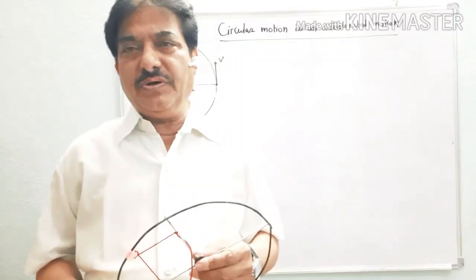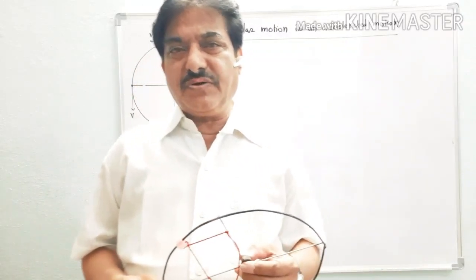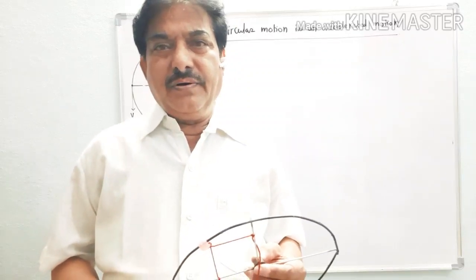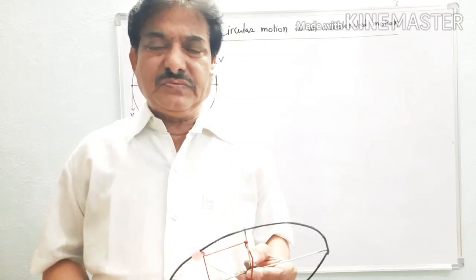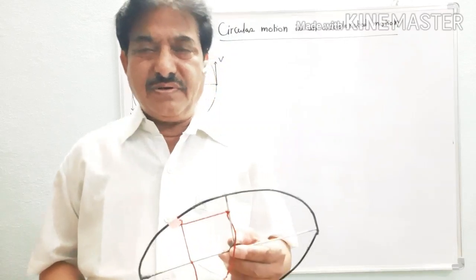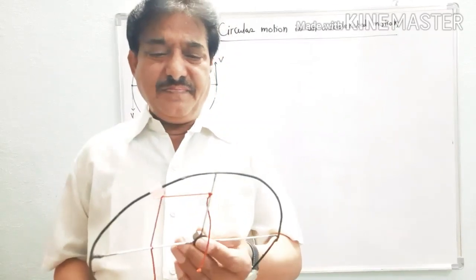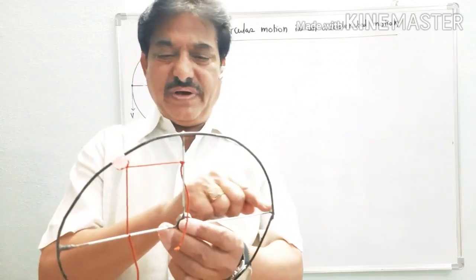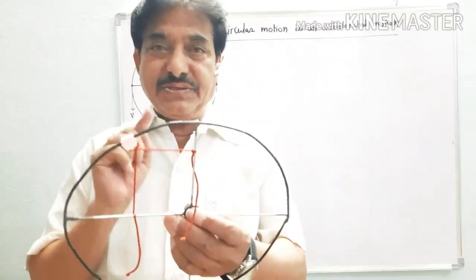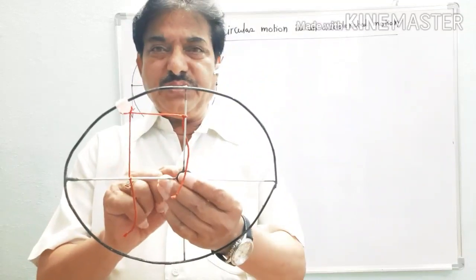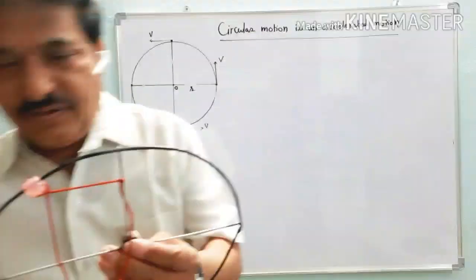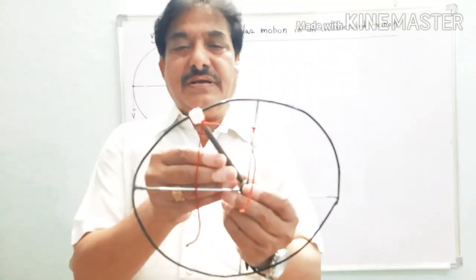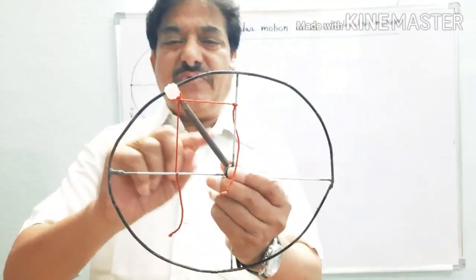So in the last period we have seen the concept of circular motion, radius vector and position vector. Again, I will revise what is meant by position vector. When the origin of the x-axis and y-axis coincides with the center of circular motion, then the radius vector is known as a position vector.